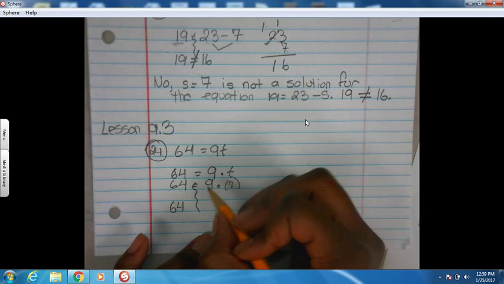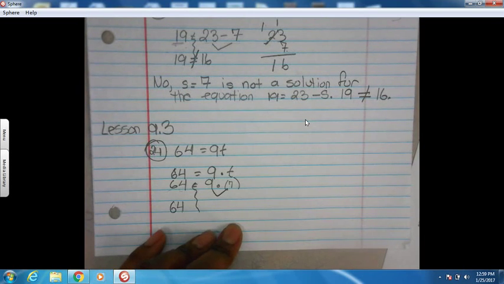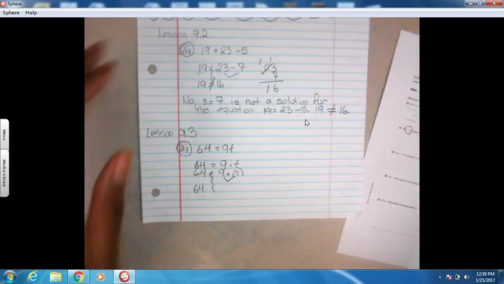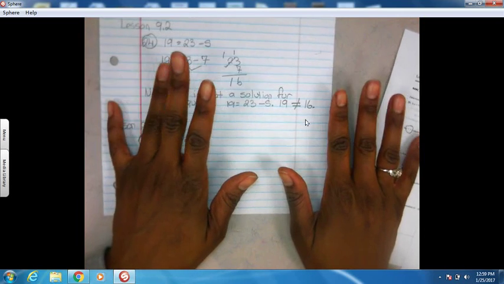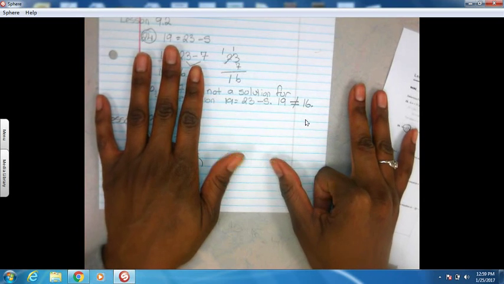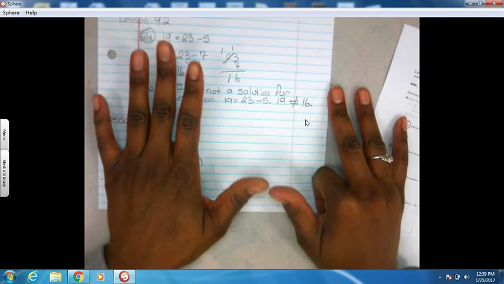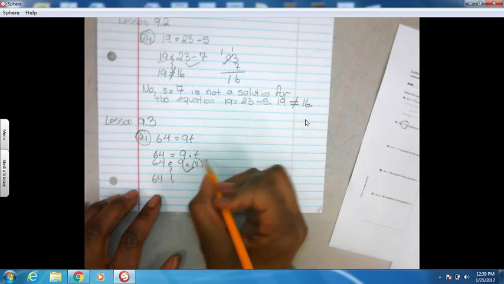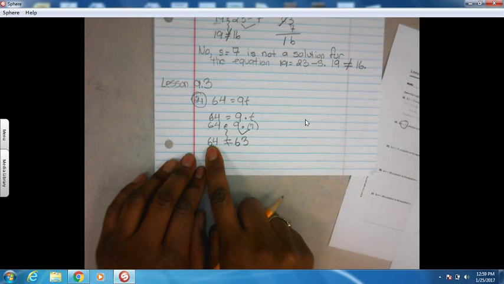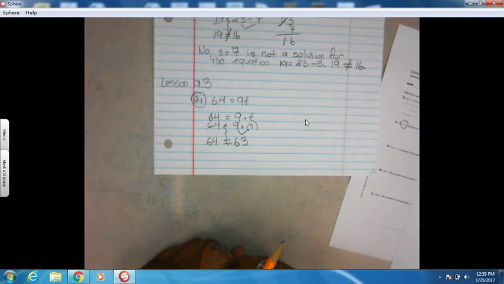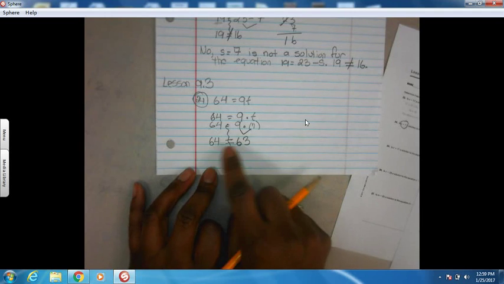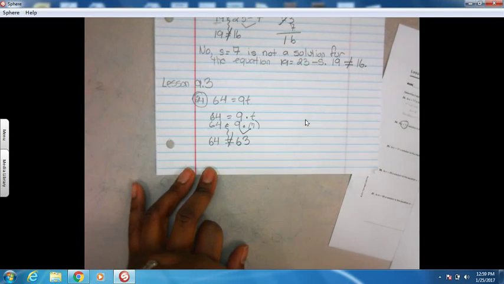Now for the right side, we need to do 9 times 7. So many of you can probably already see this, but let's do our 9s trick. Here are my fingers, and I want to do 9 times 1, 2, 3, 4, 5, 6, 7. So if I put this down, I have 63. So 9 times 7 is 63. So let's look. Our left side is 64. Our right side is 63. Is 7 a solution? Nope. And we know that because 64 does not equal 63.